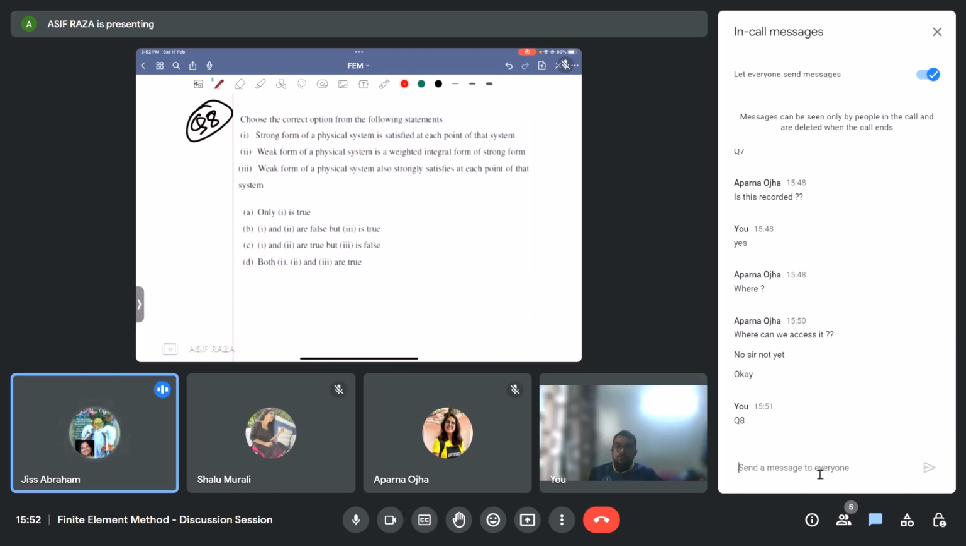One and two are true, but not sure about the third one. Not sure. What about others? You can unmute and say. Only Abraham is responding. Others, please.